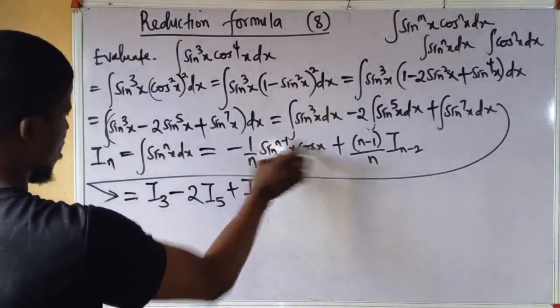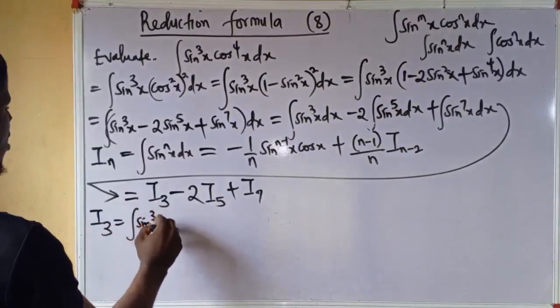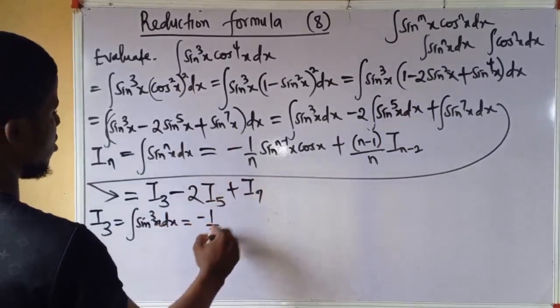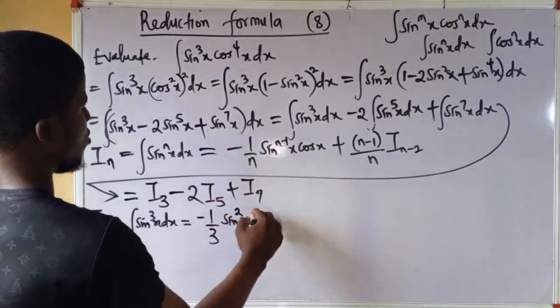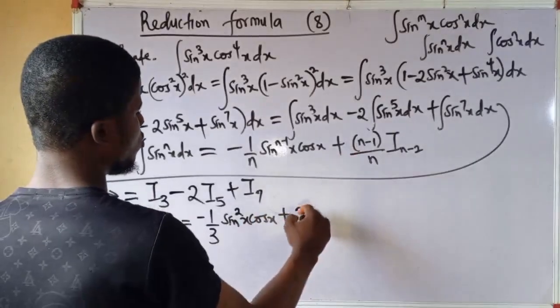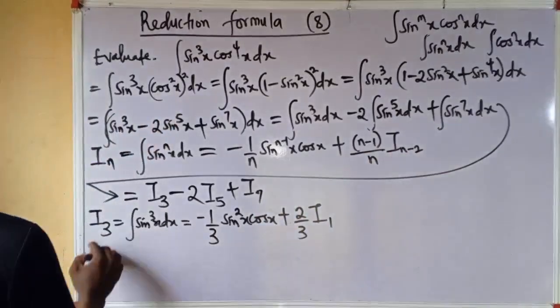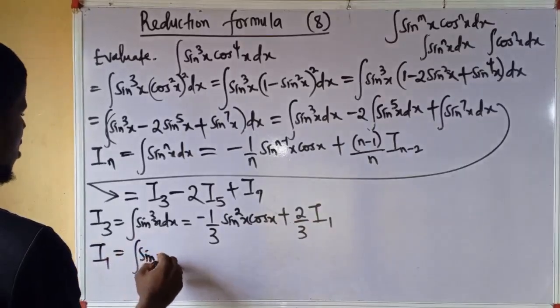Using this reduction formula, I3, which is the integral of sine cube x dx, is simply minus 1 over 3 sine 3 minus 1 is 2, that's sine squared x cos x, okay, plus 3 minus 1 is 2 over 3. 3 minus 2 is 1. What is I1? The integral of sine x dx.